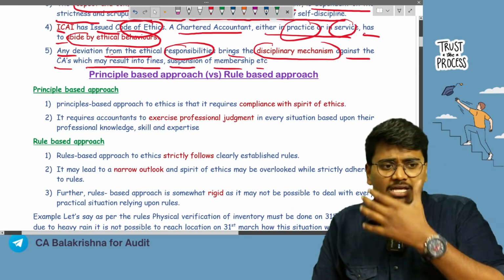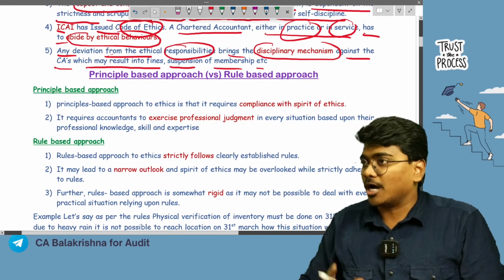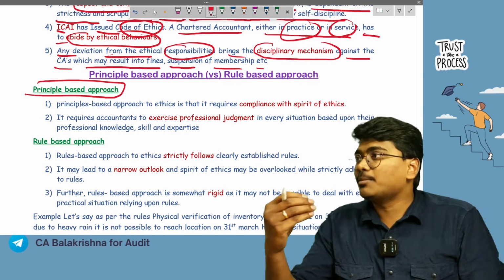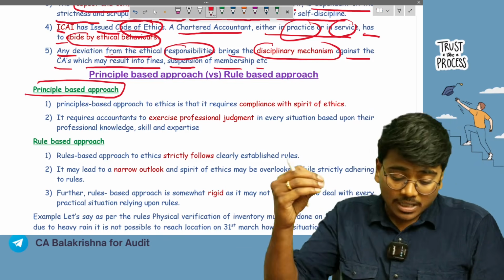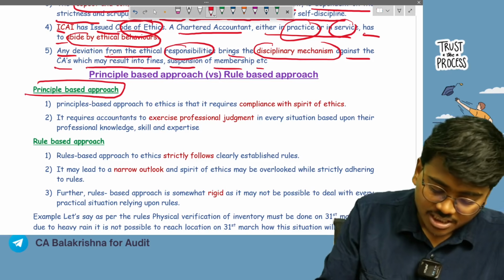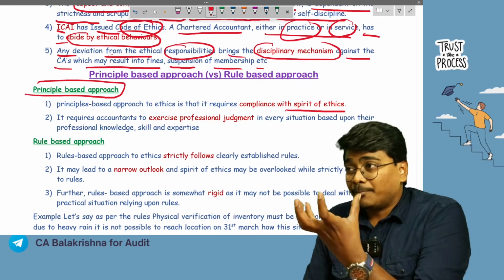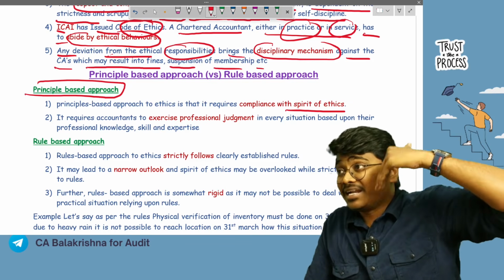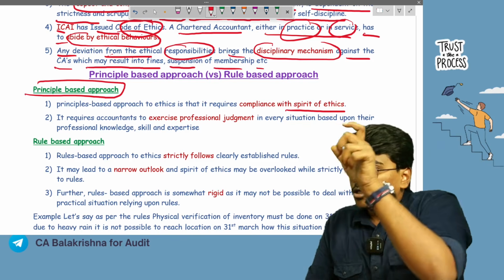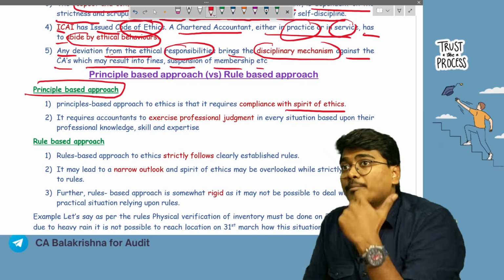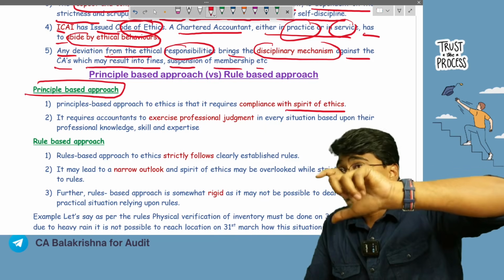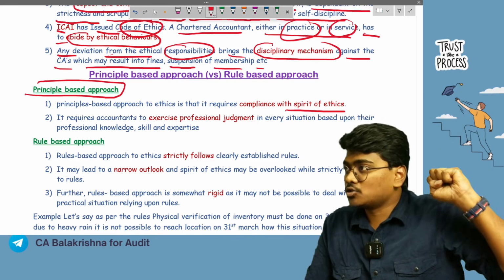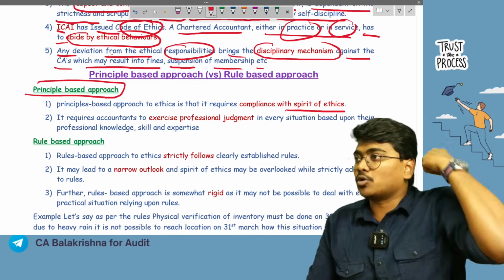Next, principle based approach versus rule based approach. We have already discussed this, right? What is meant by a principle based approach? In the principle based approach, you will try to comply with the spirit of the ethics, the core principle. Whatever the rule might be, you will try to read between the lines. You will not just stick to the meaning of the rule, you will try to understand the purpose of the rule and try to achieve that purpose. So that is known as complying with the spirit of the rule. Got it?